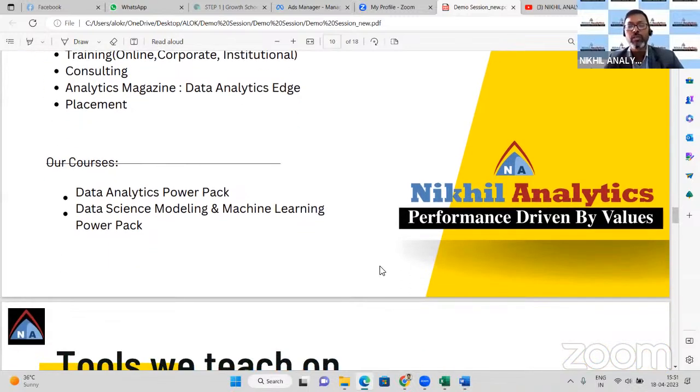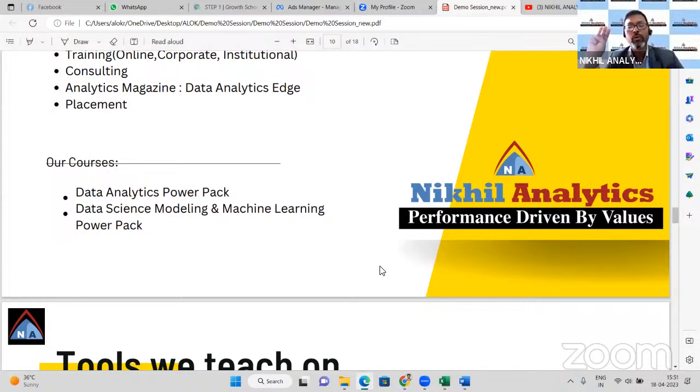The courses offered to you under these sessions are the Data Analytics Power Pack, and the Data Science Modeling and Machine Learning Power Pack. Which course should I opt for? How do I decide? So I give you a thumb rule. If you are a fresher, have a year gap, or have experience of below 3 years, those three conditions, you should opt for the Data Analytics Power Pack.